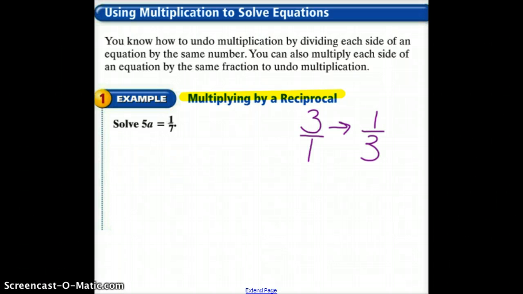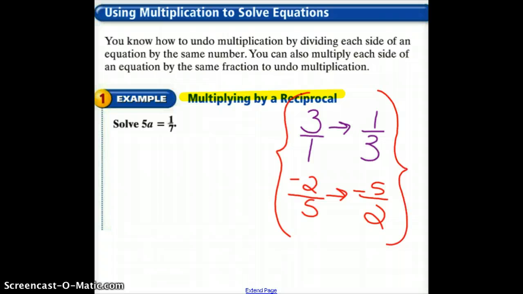Let's do one more example. What if I had negative 2/5? Its reciprocal is negative 5 over 2. So the negative stays with the fraction. We just switch the numerator and the denominator. All right, so remembering this, let's look at this problem.